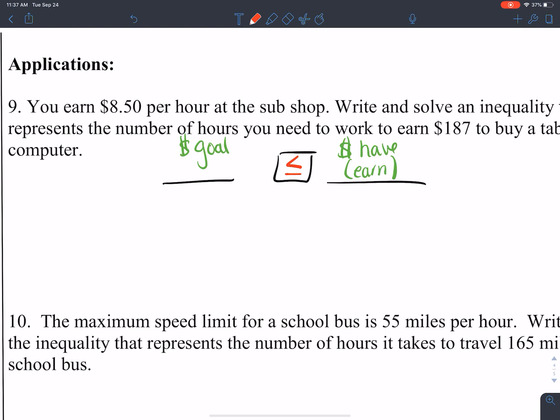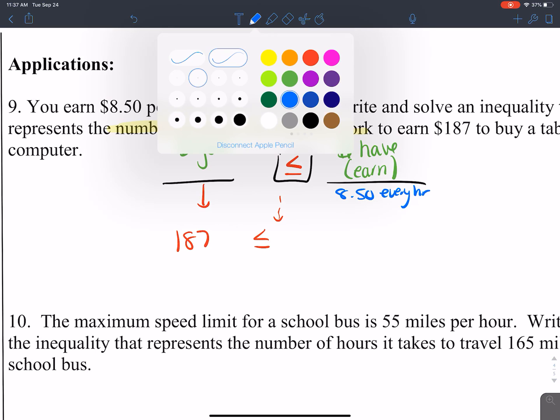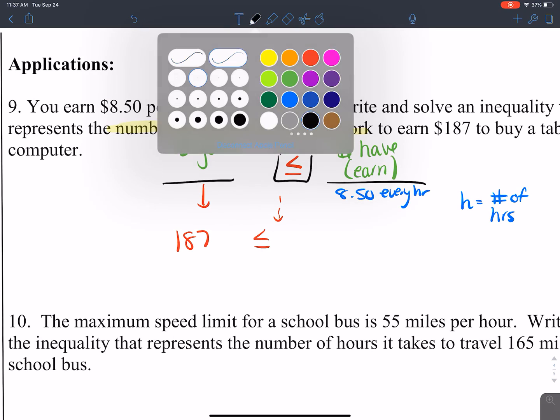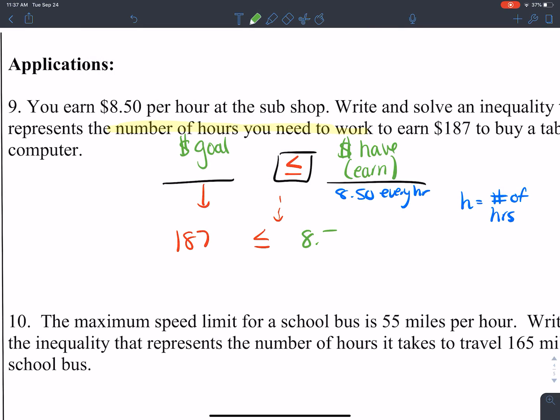So now we'll just substitute values. So the money of our goal was $187. We'll keep our inequality symbol. Now, how do we earn money? Well, the way that we earn money is we make $8.50 every hour. Now, I can see the original question. I need to find the number of hours I would need to work. So that means I can use that as my variable. Let's let H equal the number of hours. So the money that I would earn would be $8.50 times every hour.